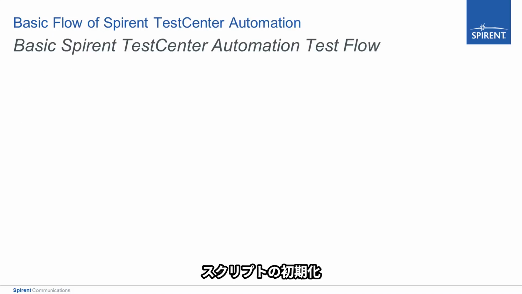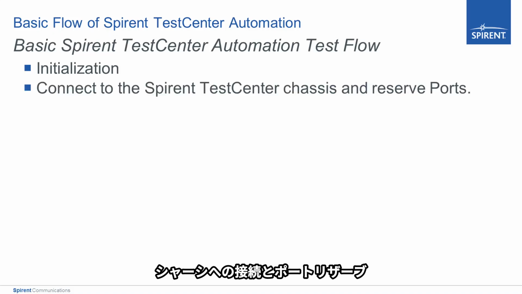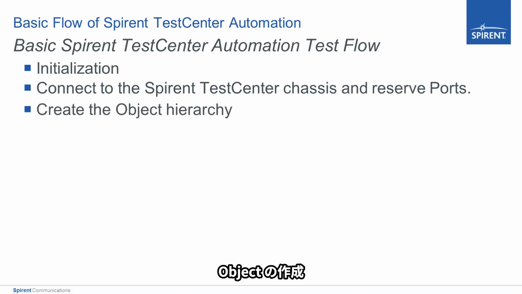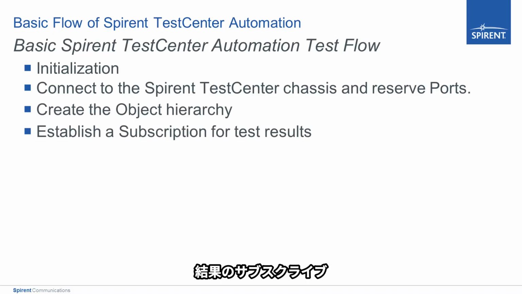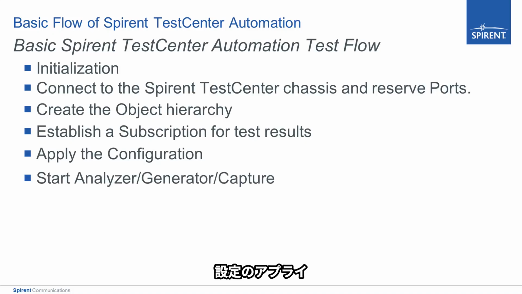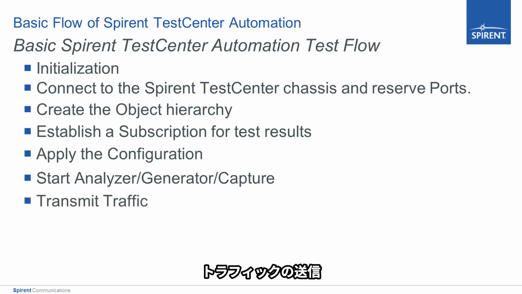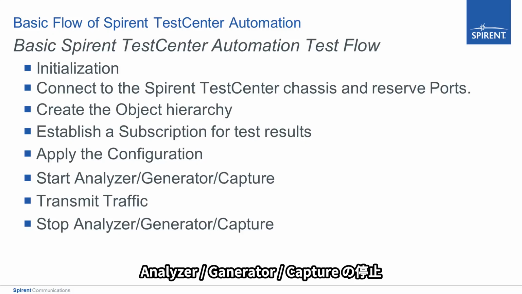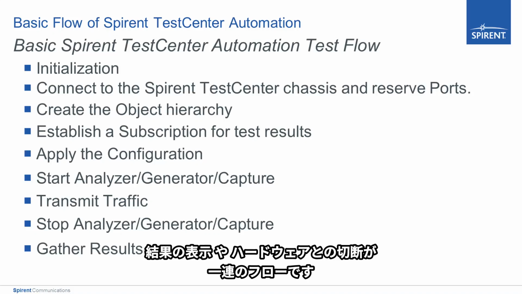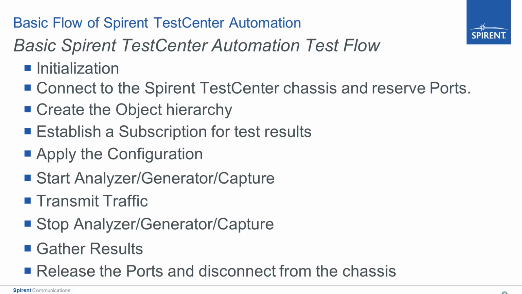When you're going to create a script, it's going to contain initialization. You will connect to the Spirent TestCenter chassis and reserve your test ports. You will create the object hierarchy. You will establish a subscription for test results. Apply that configuration. You will start the analyzer, the generator, and capture. If you're going to use capture, you will transmit the traffic. You will stop the analyzer, generator, and capture. You will gather test results and then release the ports and disconnect from the chassis.